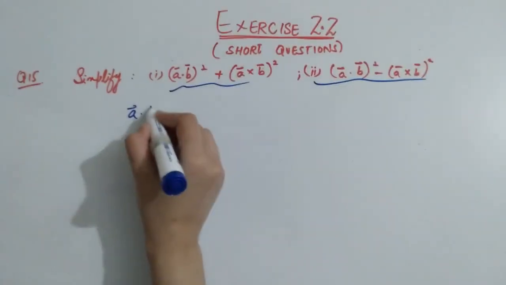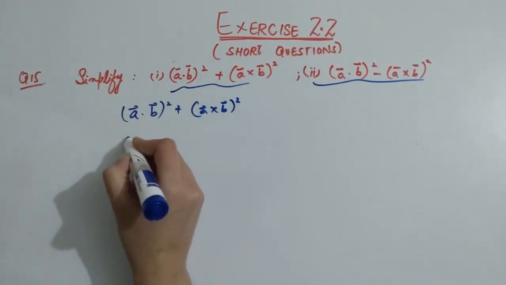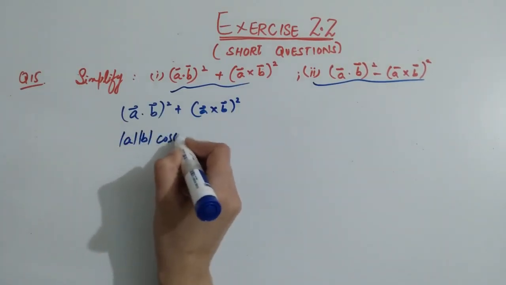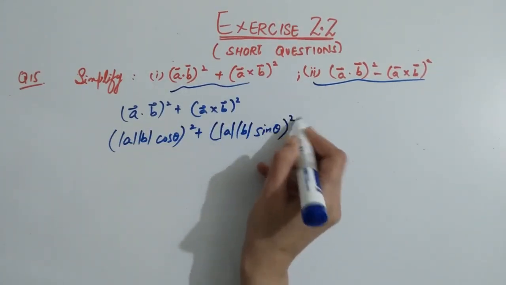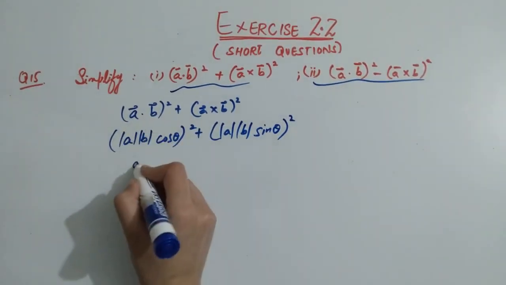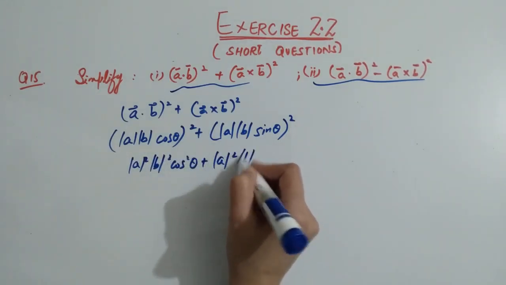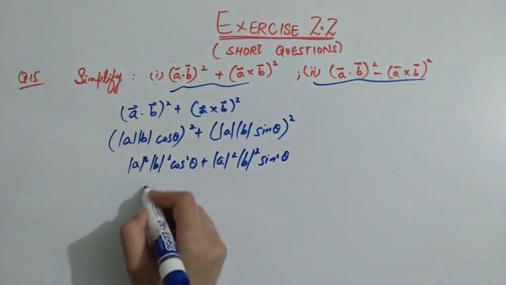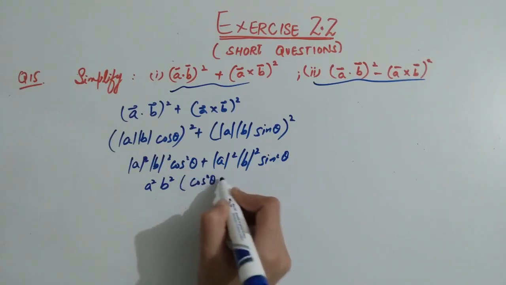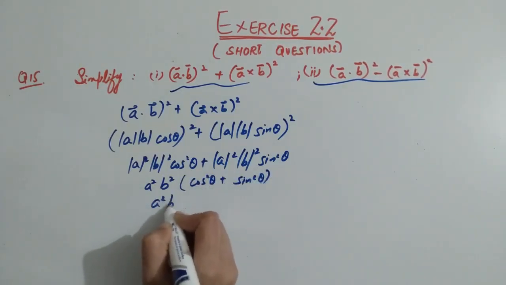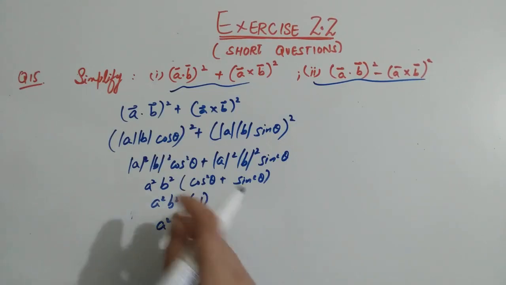In question number 15, you have to simplify these two relations. First you take (a dot b) squared plus (a cross b) squared. Now, putting in the values, you know that a dot b is equal to |a||b| cos theta, squared, plus a cross b is equal to |a||b| sin theta, squared. So this will be |a|^2 |b|^2 cos^2 theta plus |a|^2 |b|^2 sin^2 theta. Now taking common, as these are positive, you can simply write a^2 b^2 times (cos^2 theta plus sin^2 theta). Since cos^2 theta plus sin^2 theta is 1, as you know this is the trigonometric identity, the final answer will be a^2 b^2.